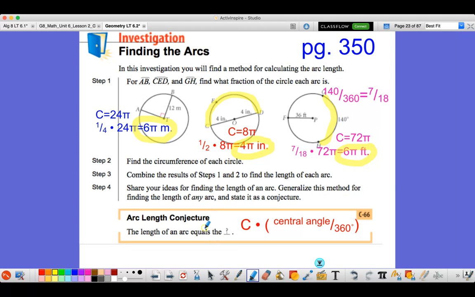And then when we look at our conjecture, all we're doing to find arc length is taking the circumference and multiplying that by the central angle divided by 360, just to get that fraction. It's much easier if we reduce the fraction when we can, but you don't have to.